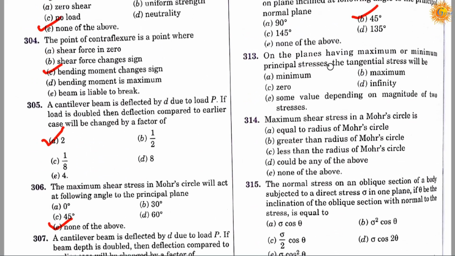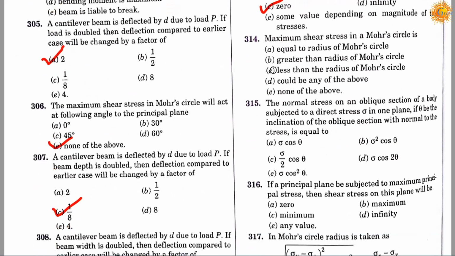On the planes having maximum or minimum principal stresses, the tangential stress will be: option A, minimum; option B, maximum; option C, 0; option D, infinity; option E, some value depending on the magnitude of the two stresses. So the correct answer is C, it will be 0.